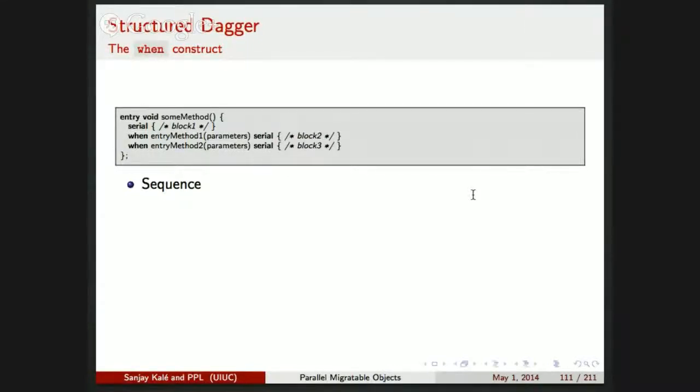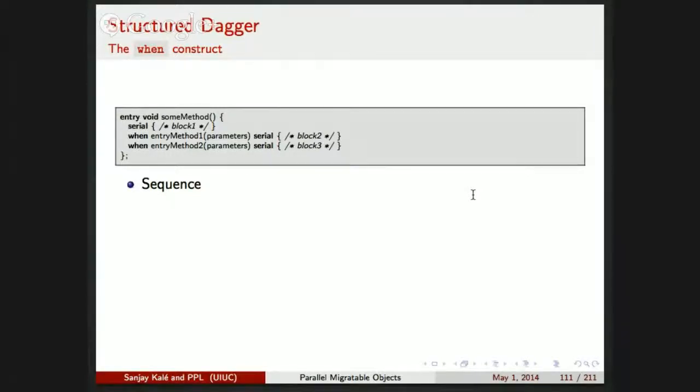Where we really get the power of SDAG is when we combine these serial blocks with the when construct. So going back to this sum method, we can get the sequencing we're looking for. If sum method is invoked, the first thing we'll do is execute block 1. Then we'll wait for the arrival of entry method 1. As soon as entry method 1 has arrived and been invoked, in serial we'll execute block 2, whatever code that might be. It could be any block of C++ code. And then finally we'll wait for entry method 2. Once that arrives, execute block 3.